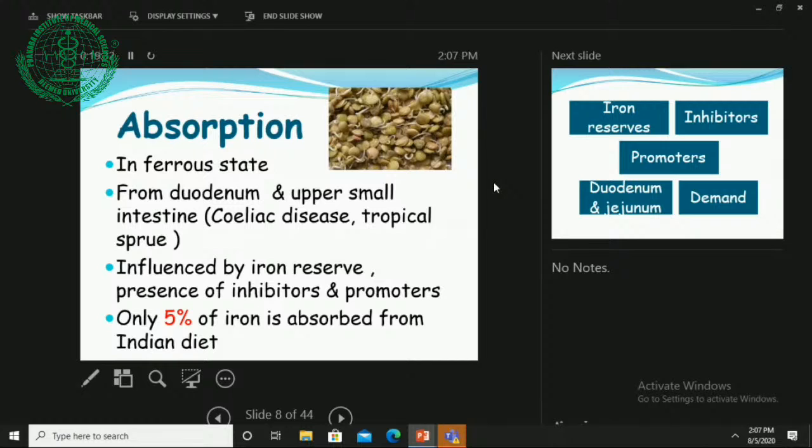Now in this slide I have shown the sprouted pulse. Sprouting improves the nutritive value of the pulse by increasing the vitamin C and B group of vitamins in it. As vitamin C is increased, it helps the absorption of iron from that pulse.